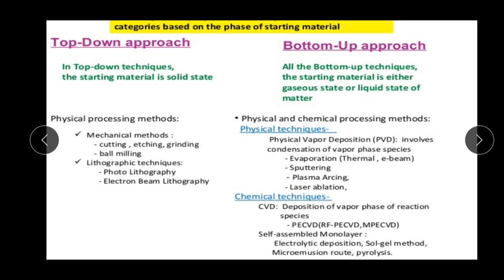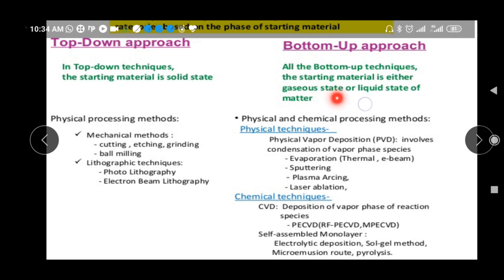Now the categories are based on the phase of the starting materials. Top down approach: in top down techniques, the starting material is in a solid state, as we discussed earlier, and these are also called physical processing methods. In this method, there are mechanical methods: cutting, etching, grinding and ball milling. The grinding method we have discussed in the previous class. Lithography techniques, photolithography and electron beam lithography, also come under the top down approaches.